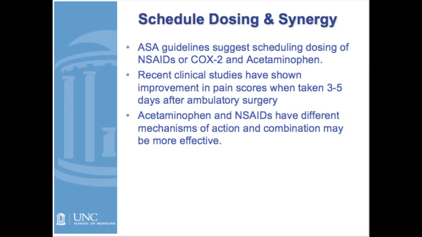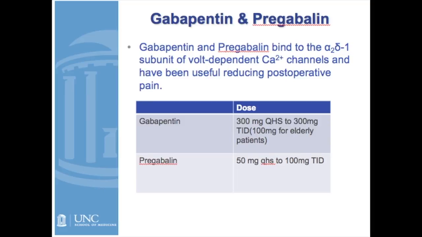The ASA guidelines suggest scheduling dosing of NSAIDs and acetaminophen, and recent clinical studies have shown improvement in pain scores when taken 3 to 5 days after ambulatory surgery. In addition, acetaminophen and NSAIDs have different mechanisms of action, and research indicates that the combination of the two might be more effective than either drug alone. Meta-analysis of randomized controlled trials report lower pain scores and reduced opioid use when IV opioids are combined with gabapentin and pregabalin when compared with IV opioids alone.